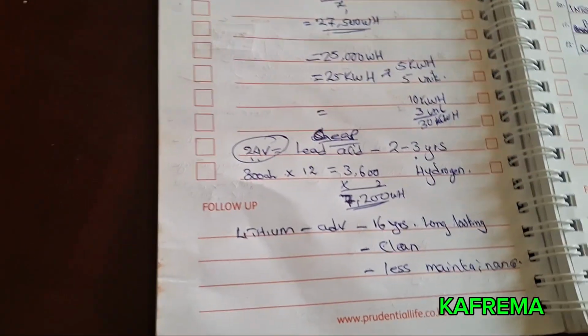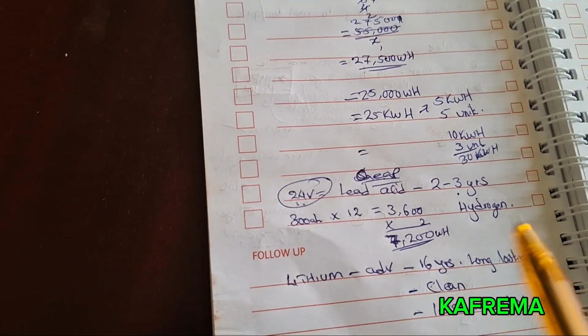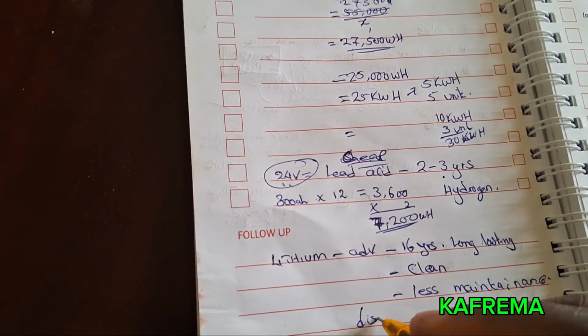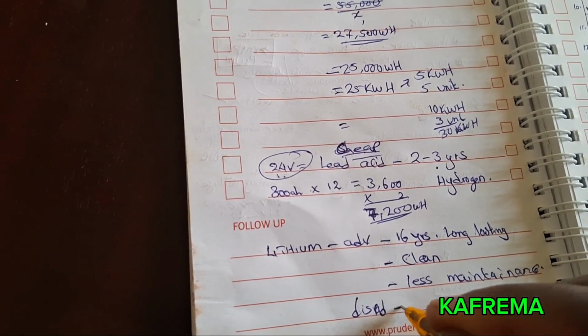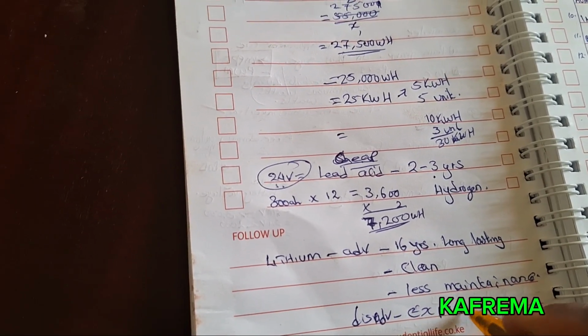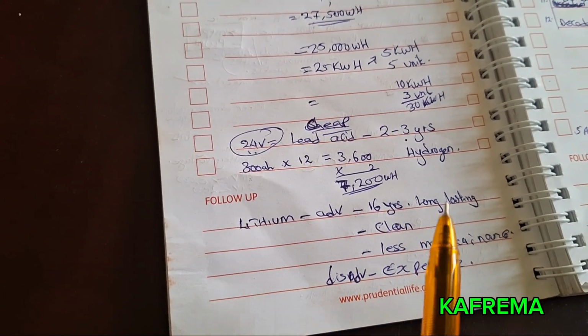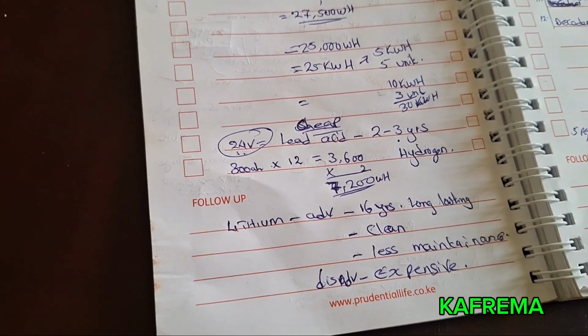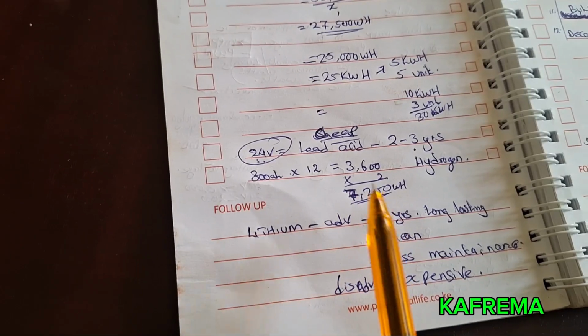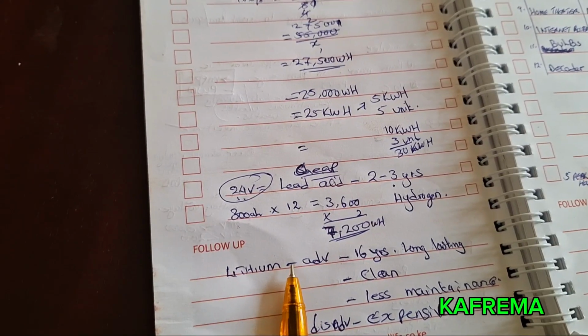These are the advantages of lithium. So I will advise you to go to lithium. The disadvantage is that it is expensive. But it is better expensive, and you'll never go back there again. So when you are choosing a battery, go for lithium. You see, this video is about battery.